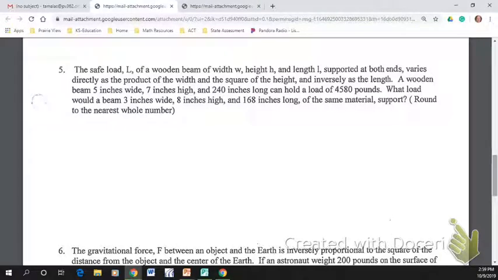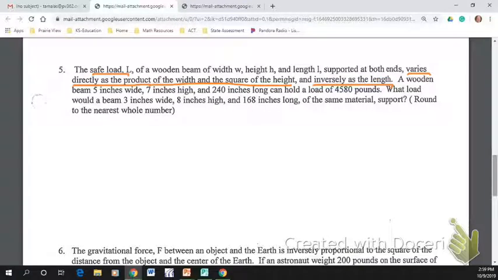So, safe load. Let's pick out the keywords here. We've got a safe load L, so that's going to be our noun. What is this safe load going to do? Of a wooden beam, that's a prepositional phrase. The safe load is going to vary directly as the product of the width and the square of the height, and also inversely as the length. So that's going to be a crazy formula.